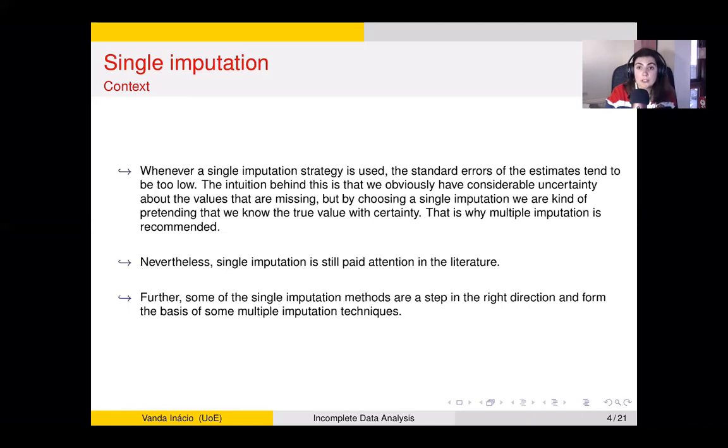If we knew the true value with certainty, the value would not be missing, and somehow we are overestimating the information available in the completed data set. And this is why multiple imputation is preferred over single imputation. And we will learn about multiple imputation later in the course, but nevertheless, single imputation is still paid attention in the literature. And additionally, some of the single imputation methods, especially stochastic regression imputation and hot-deck imputation, are a step in the right direction, and they also form the basis of multiple imputation techniques, so they deserve our attention.